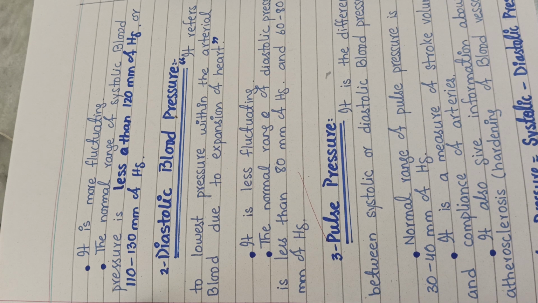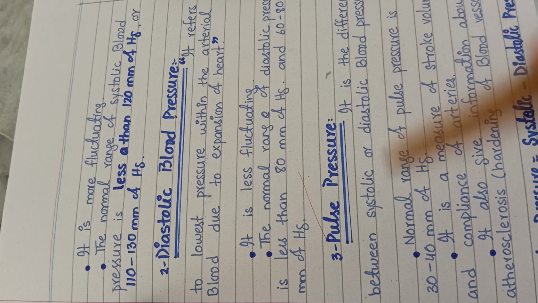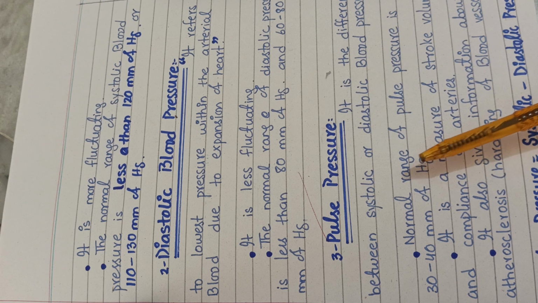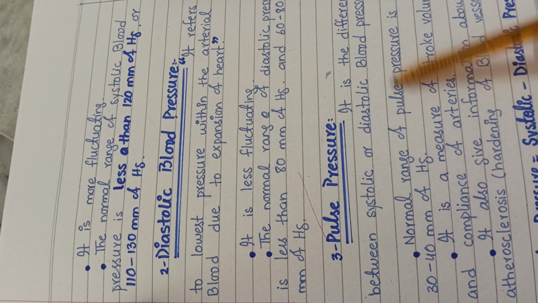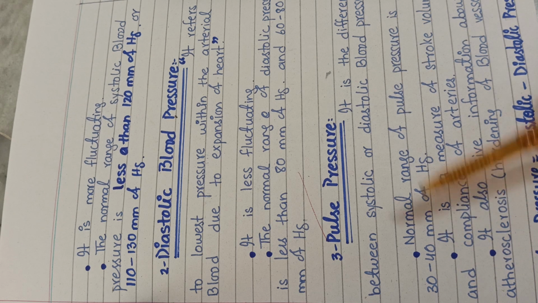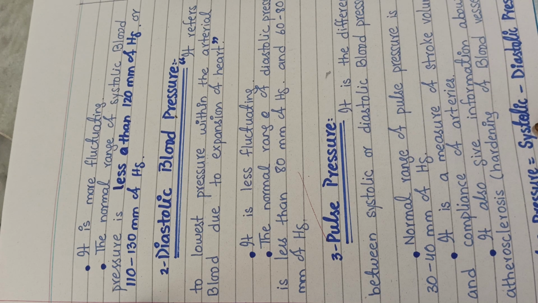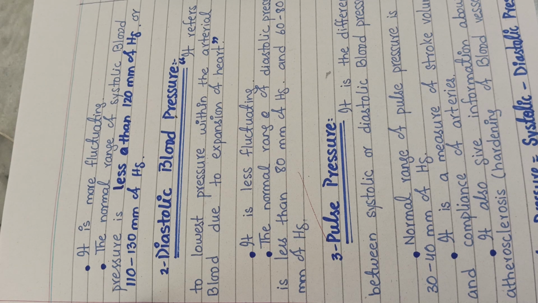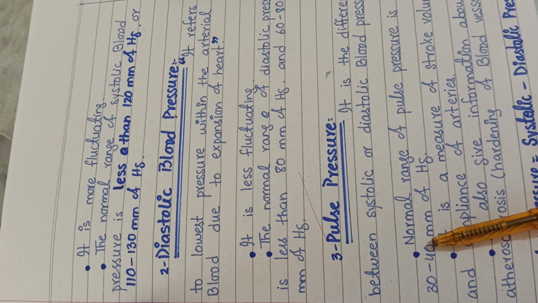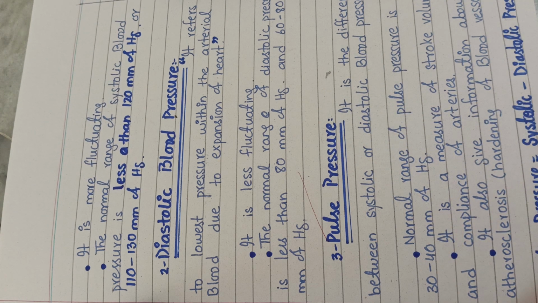Now the next thing is pulse pressure. Pulse pressure is the difference between the systolic and diastolic blood pressure, and the range of pulse pressure is from 30 to 40 mm of Hg. The formula is pulse pressure equals systolic minus diastolic pressure. So if your systolic blood pressure is 120 and your diastolic is 80, when you subtract them, you will get a value of 40 mm of Hg, which is your pulse pressure.